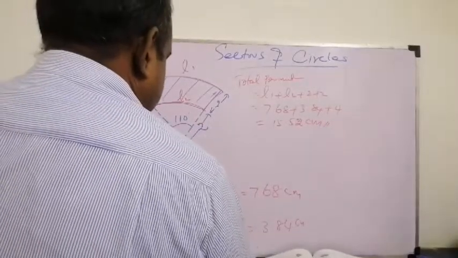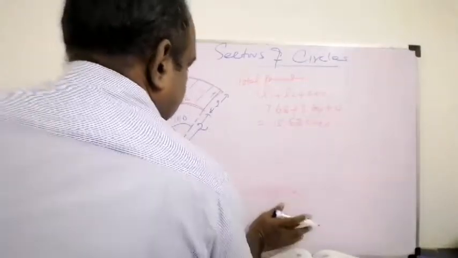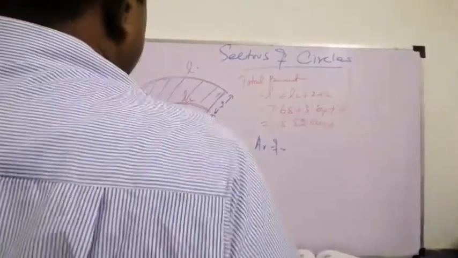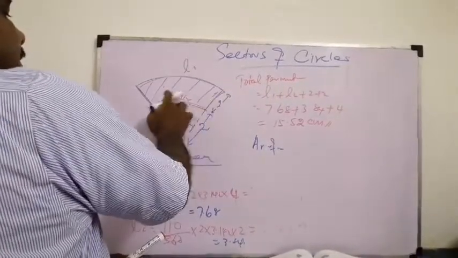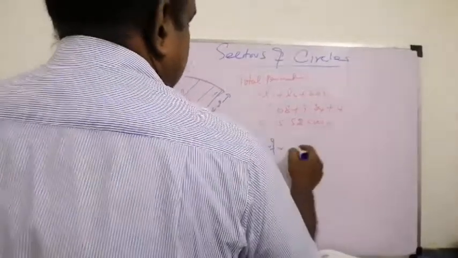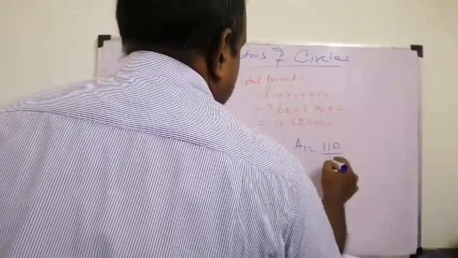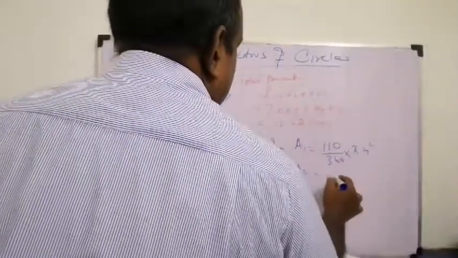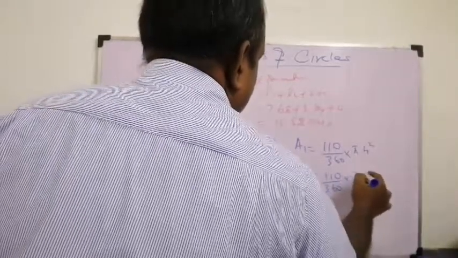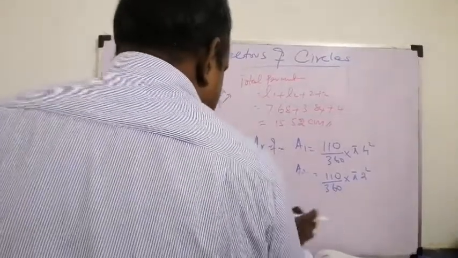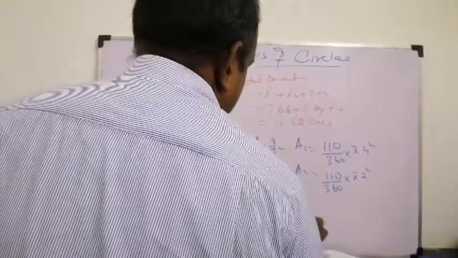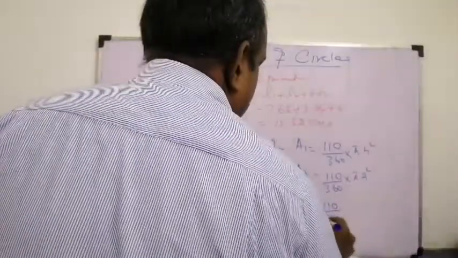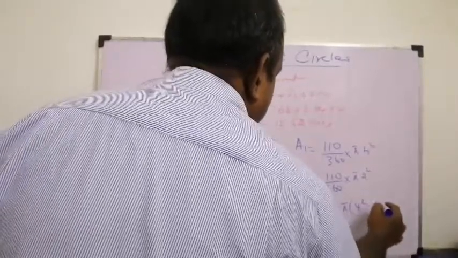Here it's going to be 7.68, here it's going to be 3.84. I want this space, the area of the sector, right? So we will calculate this part, from it we subtract this part, and we get the area. So area 1 is equal to 110 over 360 into pi into 4 squared. Area 2, 110 over 360 into pi into 2 squared. If you are using algebra knowledge, it's very easy. Therefore area shaded: 110 over 360 is common, pi is common. So 110 over 360 into pi multiplied by 4 squared minus 2 squared.